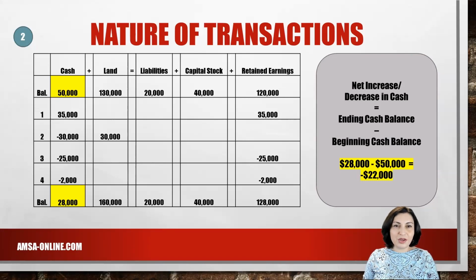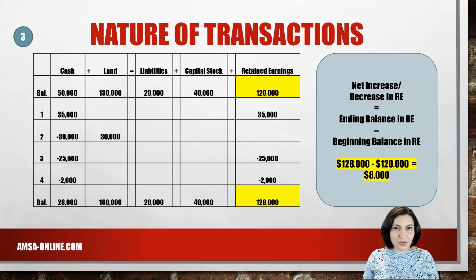To calculate this, we subtract the beginning balance of $50,000 from the ending balance in cash of $28,000. Therefore, the net decrease in cash is calculated as $22,000. Next, we calculate the amount of the net increase in retained earnings. To calculate this, we subtract the beginning balance of $120,000 from the ending balance of $128,000. Therefore, the net increase in retained earnings is calculated as $8,000.